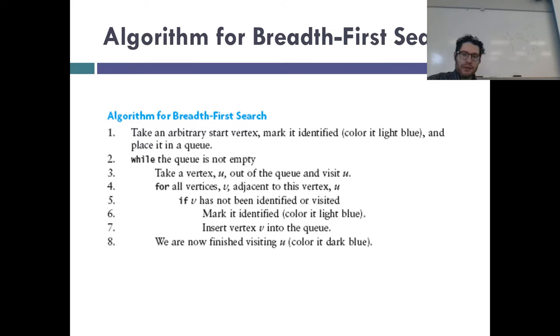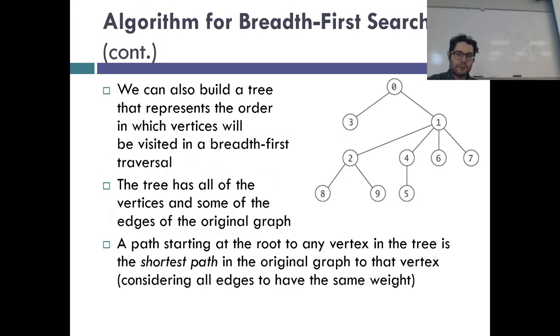But anyway, you mark it identified. For us, that's going to be putting it into a set, and we place it into the queue. While the queue is not empty, remove the first vertex from the queue and visit it, and then for all the adjacent nodes, if it's not been identified, you found it, so now put it in your queue, and then you're done visiting.